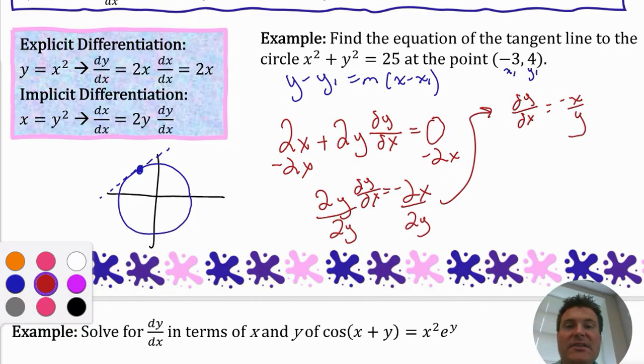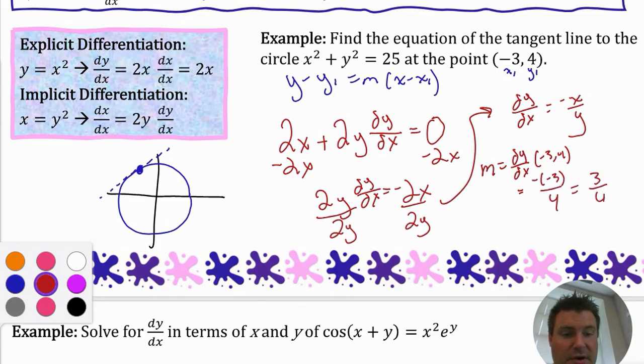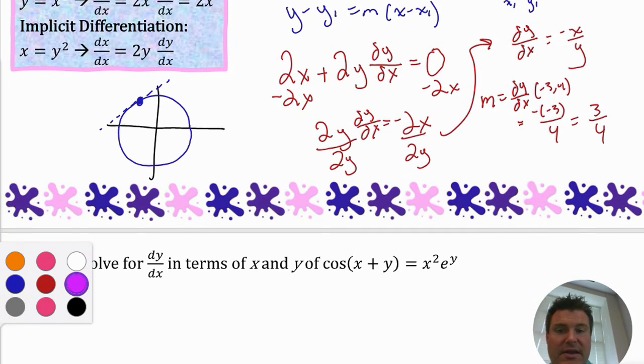Now, I'm going to use this to find the slope of my tangent line. So the slope is going to be equal to my dy over dx at the point (-3, 4). This is notation that's acceptable. And what we're going to do is plug in a -3 and a 4, which is going to end up with being -(-3) all over 4. So my slope is 3/4. So now I'm going to take everything that I have and plug it into this lovely tangent line equation.